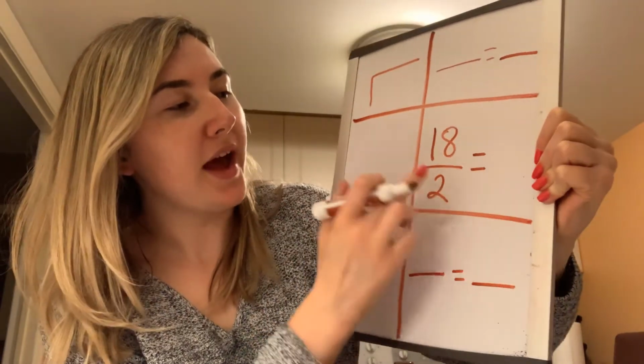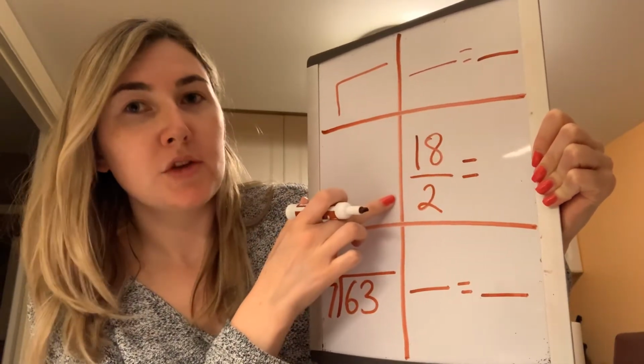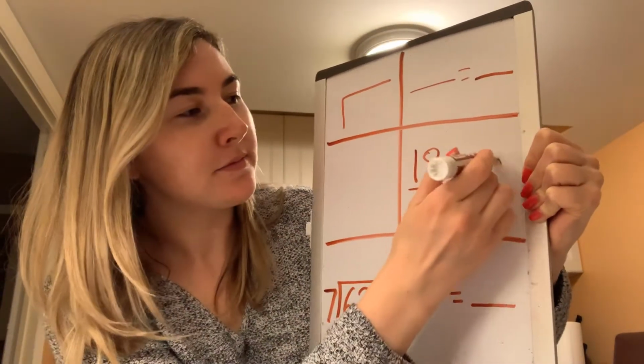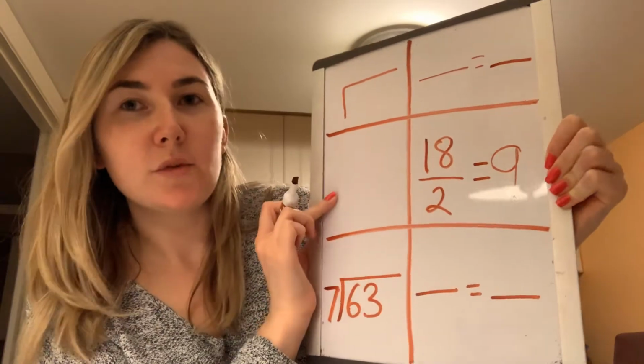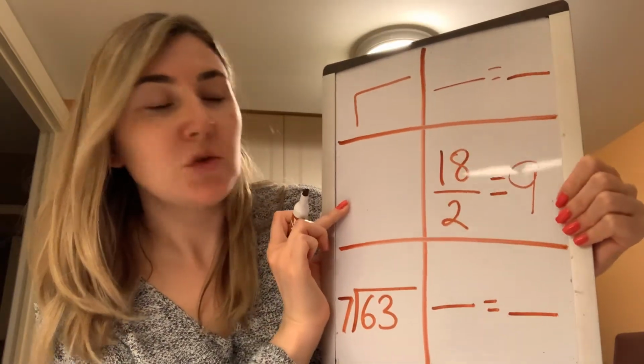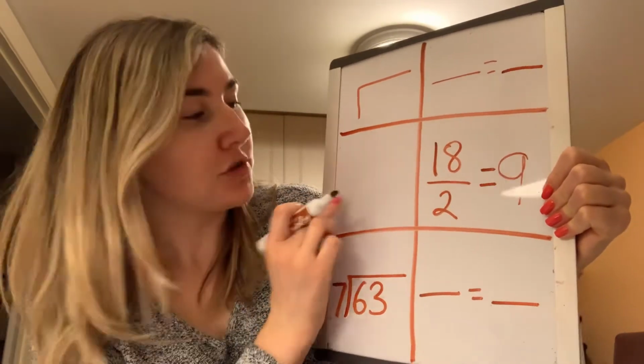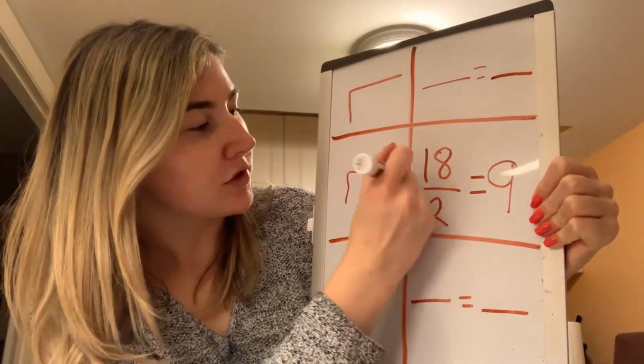On one side we have 18 over 2. So we can go 18 divided by 2 will give us 9. Now on this side we need to write a division problem. So we need to put this fraction and the whole number into a division problem. So let's draw a division sign.